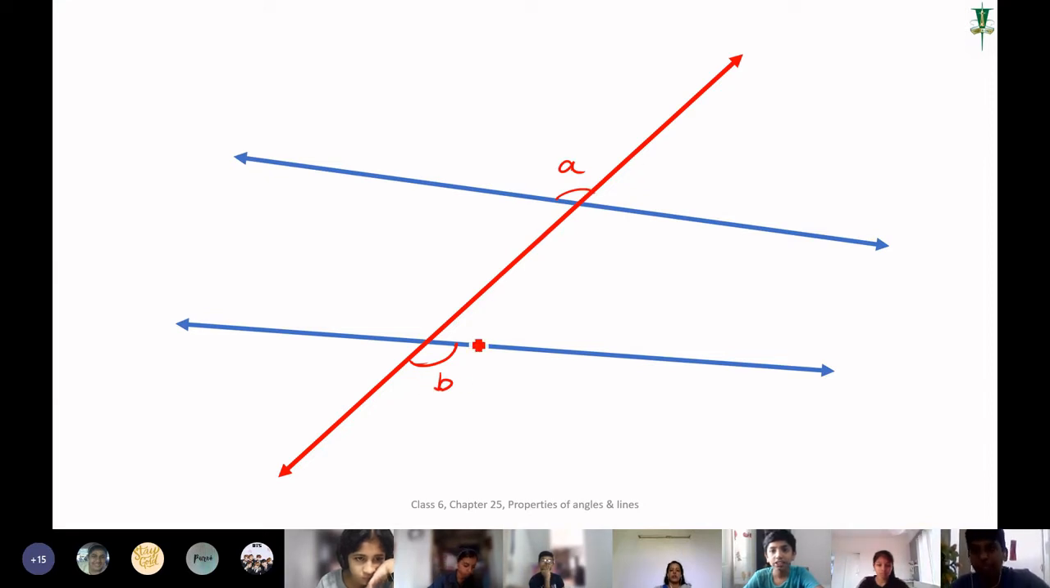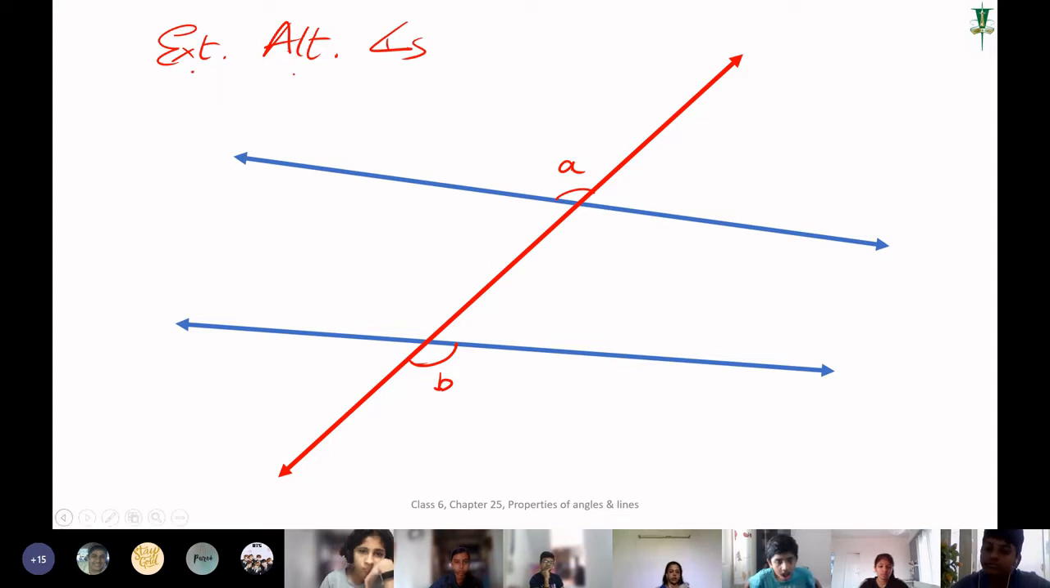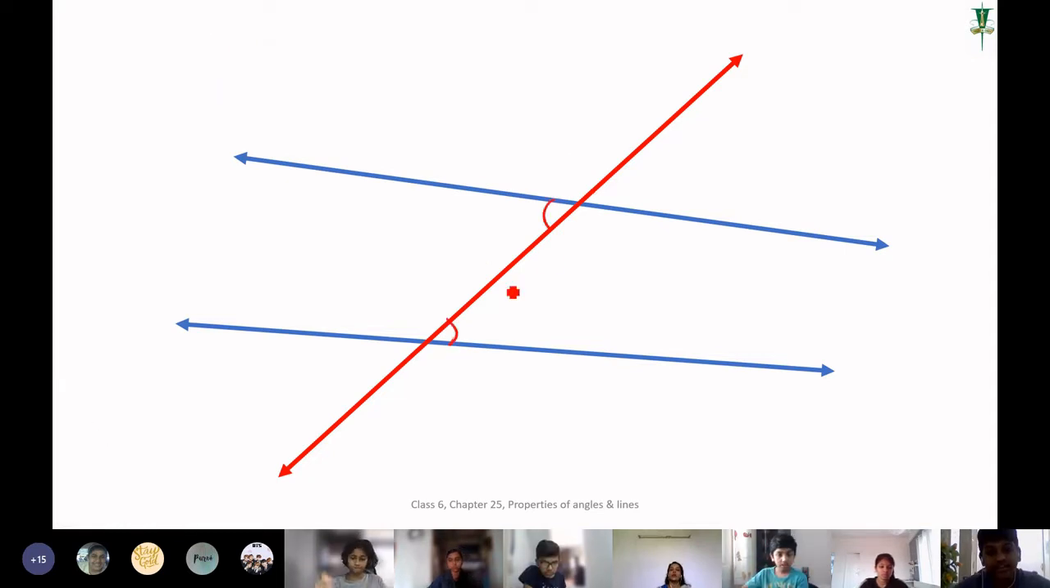What is this pair of? Exterior, they are lying in the exterior, and with reference to the transversal, they are on the opposite sides. So angles A and B are exterior alternate. Now these two angles, what? Interior alternate. These two angles are interior alternate.